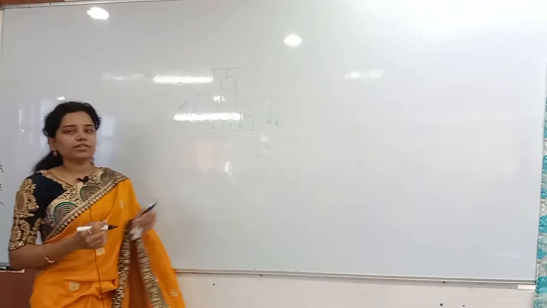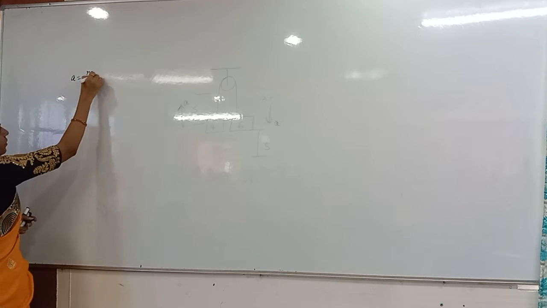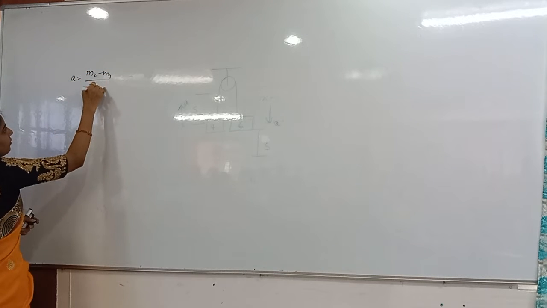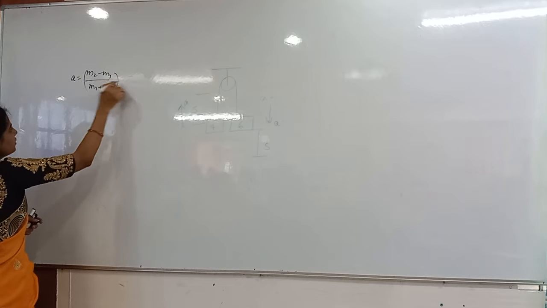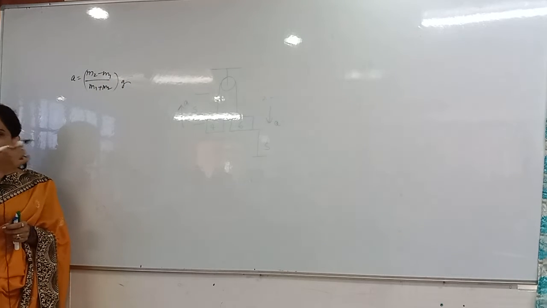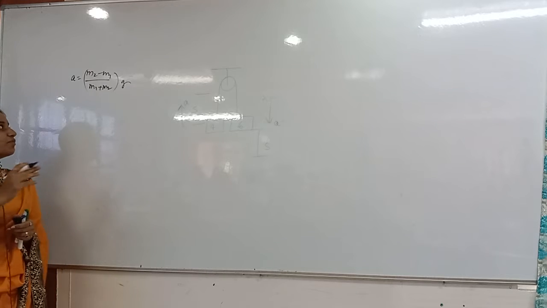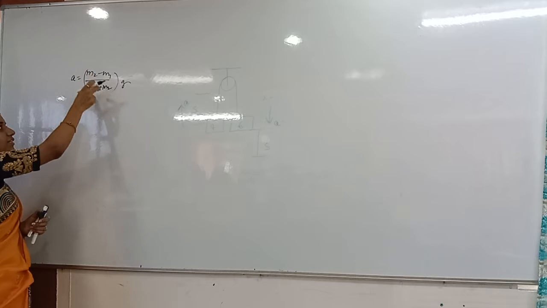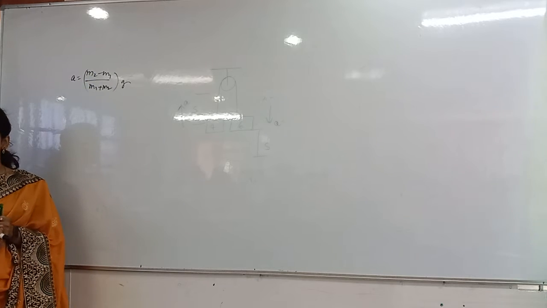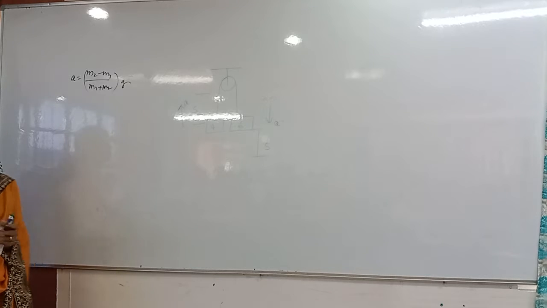So, first of all, find out the acceleration. How to find out the acceleration? What is the formula? m2 minus m1 by m1 plus m2 into g. You forgot it 2 weeks before only. That was there 2 weeks before, no problem. Acceleration is the difference of the masses by the sum of the masses into g. Tension is 2 m1 m2 by m1 plus m2 into g.